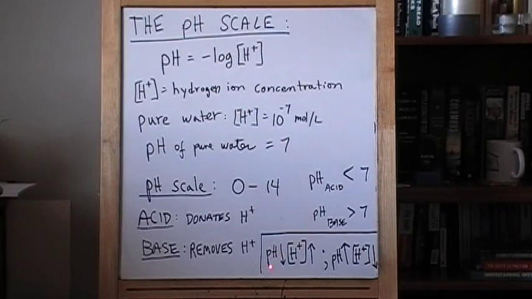So we have this relation where when the pH goes down, hydrogen ion concentration goes up. For example, the battery acid has very low pH and has a lot of hydrogen ion per unit of volume. And conversely, when pH goes up, the hydrogen ion concentration goes down. So bleach has a high pH and has low concentration of hydrogen ion.